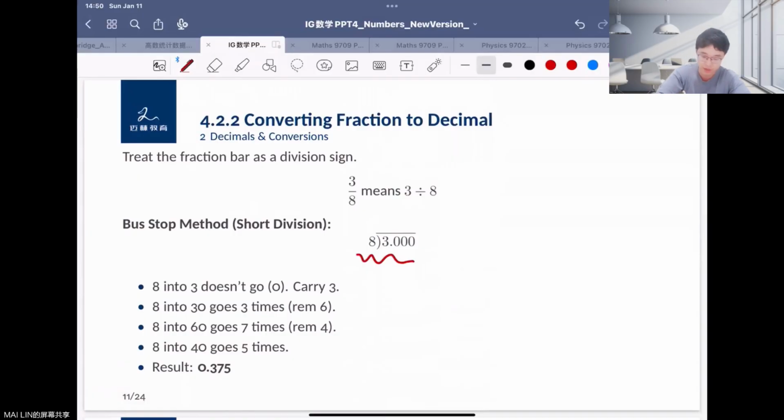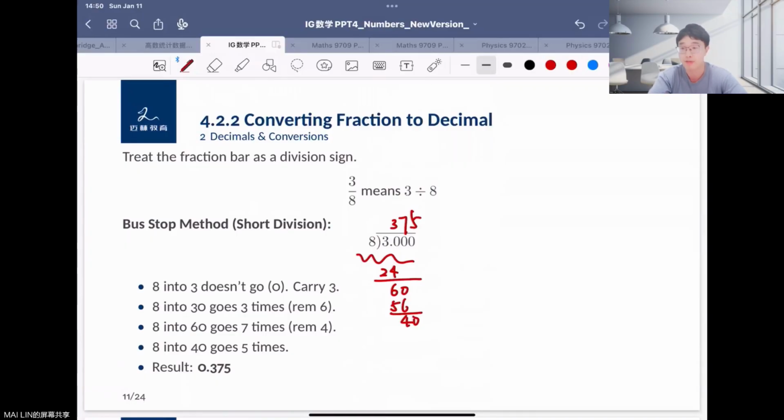Then you write down: 3 times 8 is 24. And then we have 6 and 0. And 7 times 8 equals 56, and it's 40. 5 times 8 equals 40. In different countries, we have different division methods.